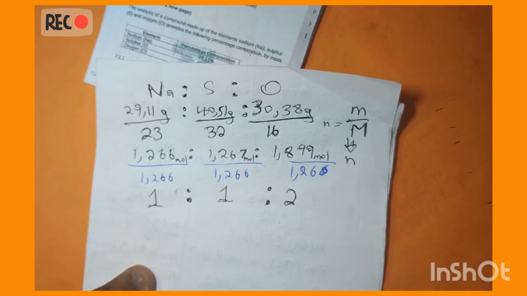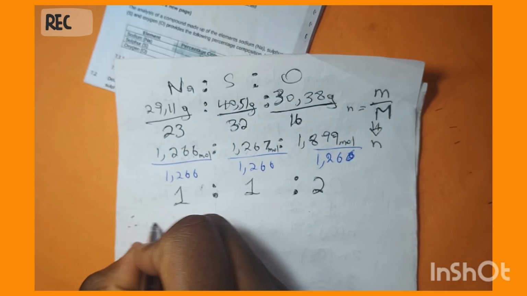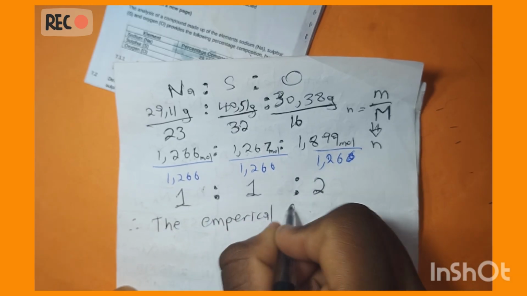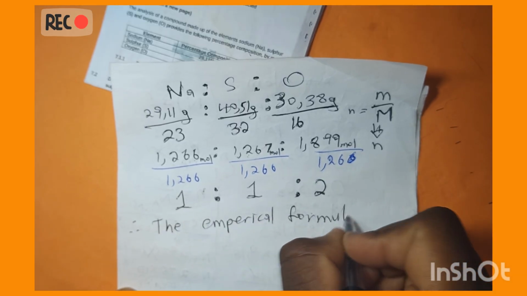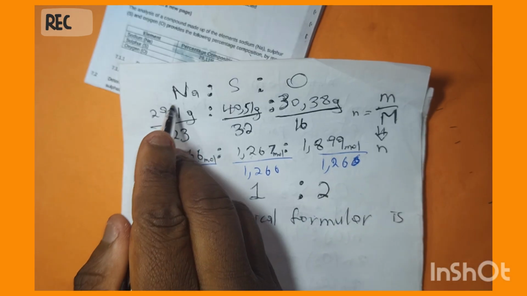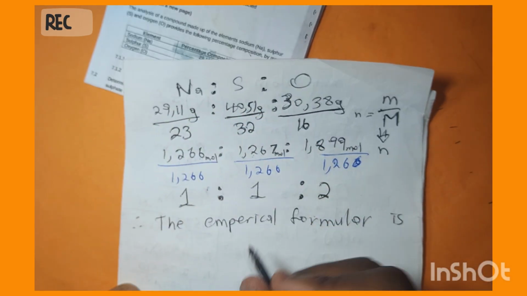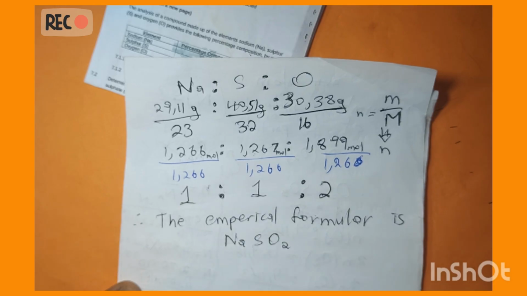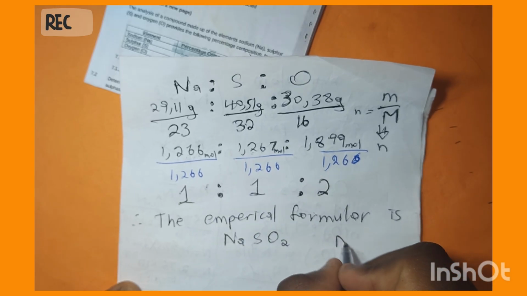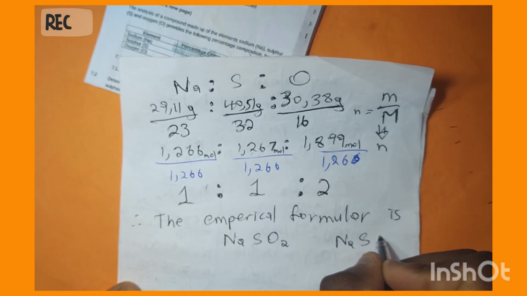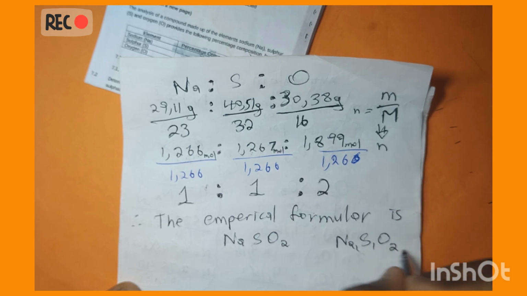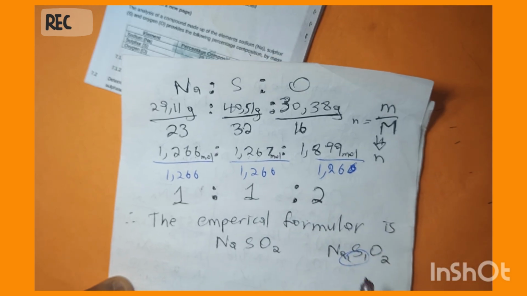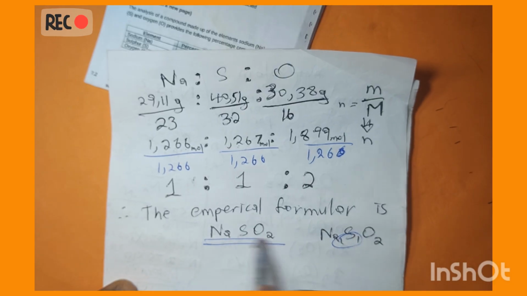So now I can conclude, therefore, the empirical formula is, I will take everything the way it is, which is NaSO2. No need for you guys to write a subscript, which is 1. No need for you to write those subscripts. Just leave your answer like this.